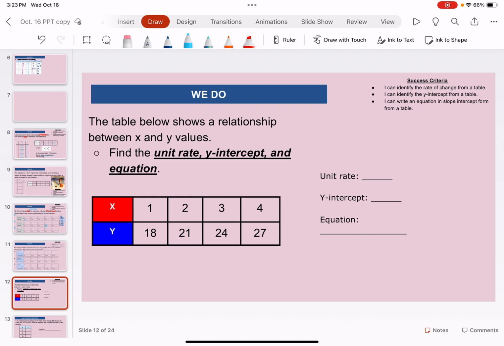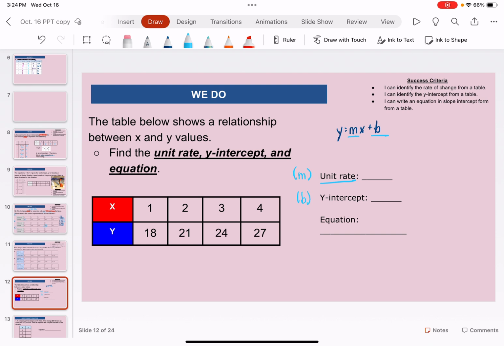So for this problem, it says the table below shows a relationship between x and y values. We have to, again, find the unit rate, y-intercept, and equation. So to remind ourselves, we have y is equal to mx plus b is the form of the equation that we are using for today, since we're focusing on non-proportional relationships. The unit rate is going to be our m. That means the y-intercept is our b.